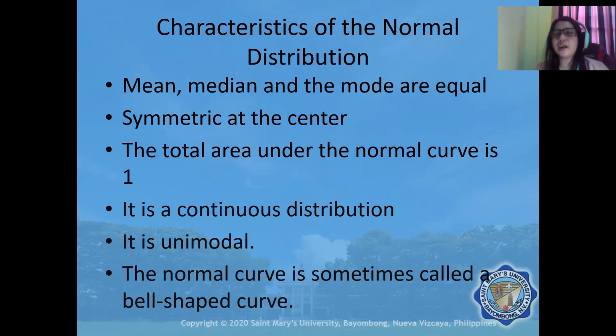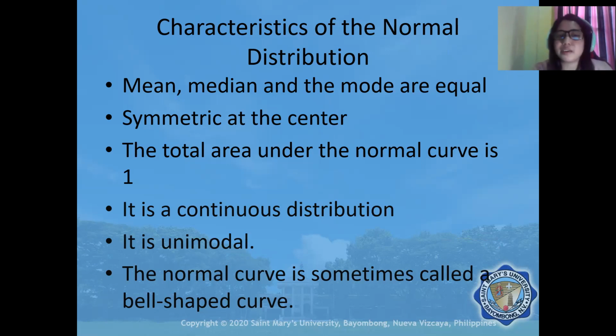Okay, so what are the characteristics of the normal distribution? As shown in our review, mean, median, and mode are equal. We were also able to see that it is symmetric at the center, so that is a check. And then this is additional. If we consider the area under the normal curve, the total area under the normal curve is 1.